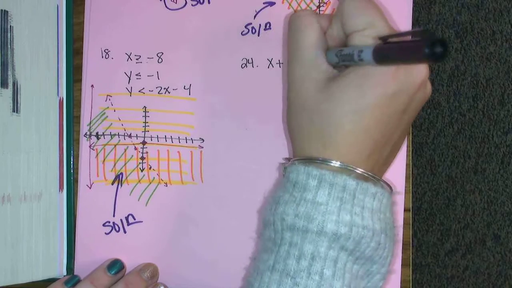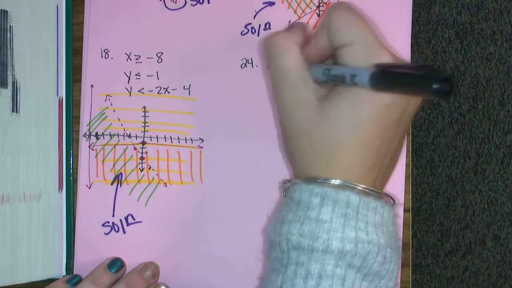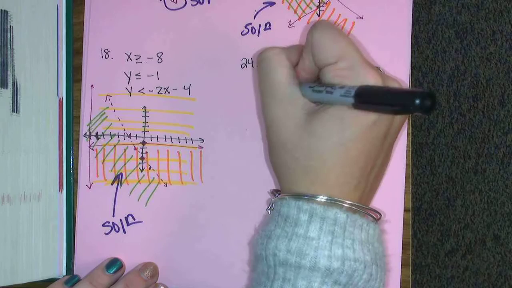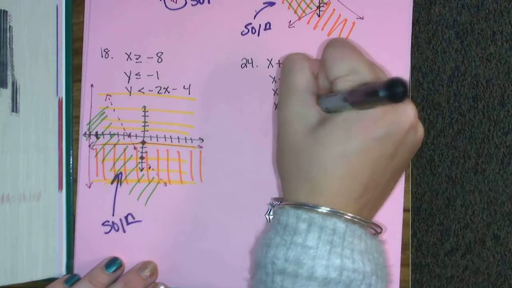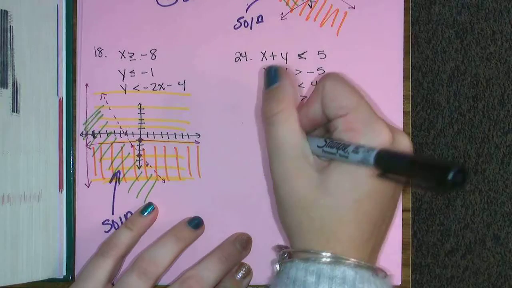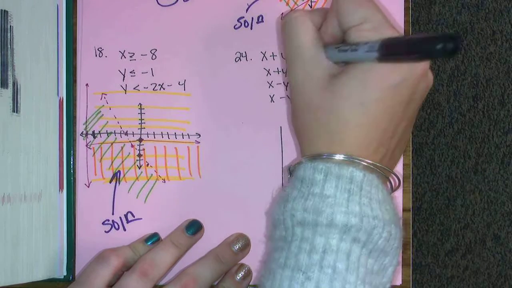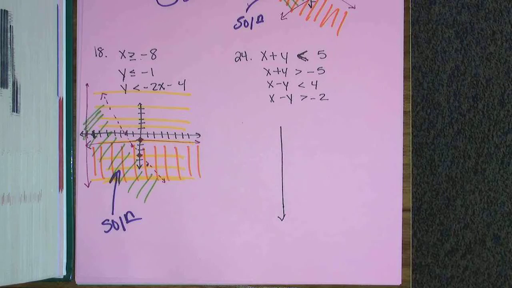X plus y is less than 5. X plus y is greater than negative 5. X minus y is less than 4. X minus y is greater than negative 2. No, sorry, it's just less than. I wrote equal to, and then I was like, wait a second, it's less than, not equal.